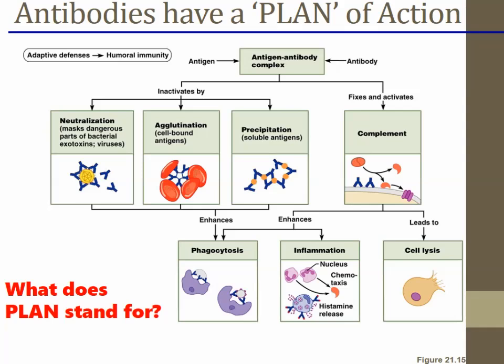I don't want to spend too much time because it really is pretty self-explanatory with the slides that are there. As long as you don't have to know the mechanism of all these, just know the terms, okay? Precipitation, agglutination, recognize these as the PLAN. This is the action plan for antibodies. This is what they do. Know what the acronym stands for. You got it. Plain and simple.